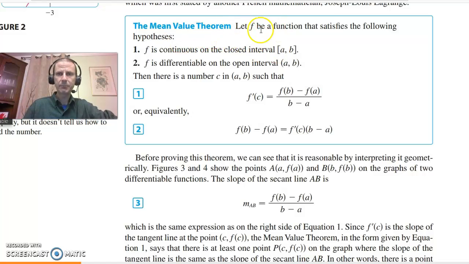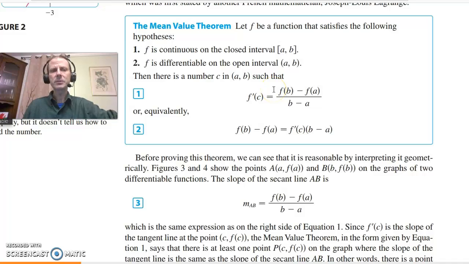It says, let f be a function that is continuous on a closed interval [a, b] and differentiable on the open interval (a, b). Then there's a number c in between a and b such that f prime of c is equal to f of b minus f of a over b minus a. Now, that is kind of hard to understand what it's really saying.